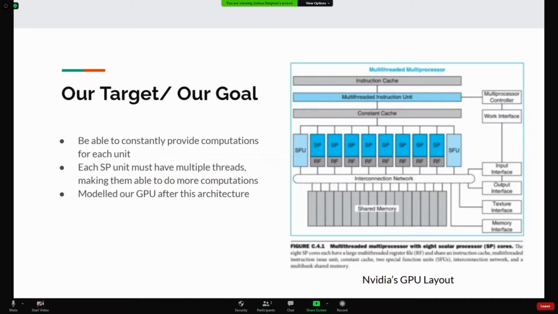So kind of the major targets that we wanted to hit was to do multiple computations in parallel for multiple units. You can see here there's like 8 or so stream processors in the middle that are dark blue. So we wanted to make our own stream processors that could all run in parallel just like they are here.